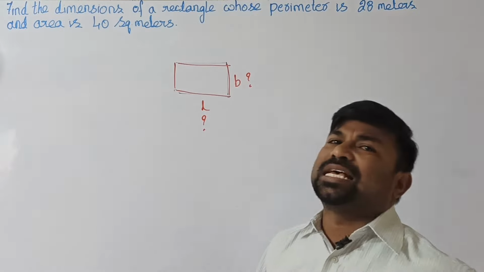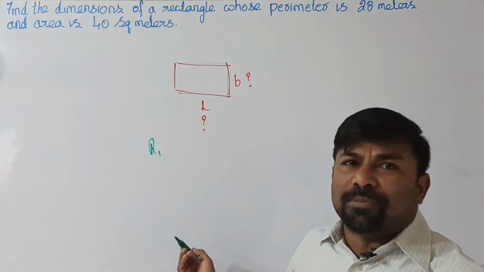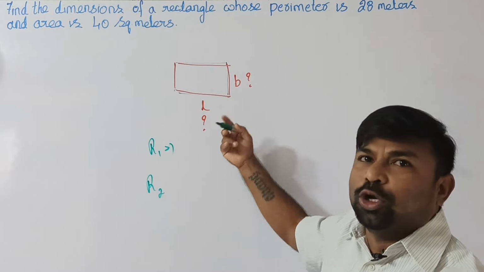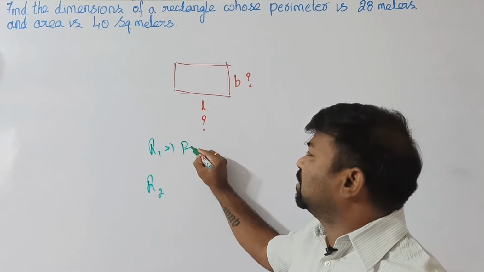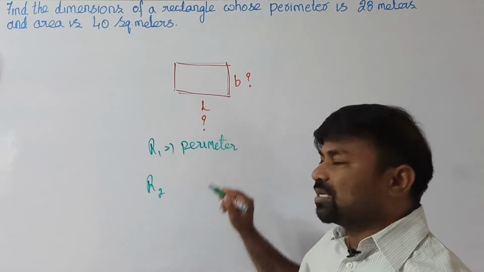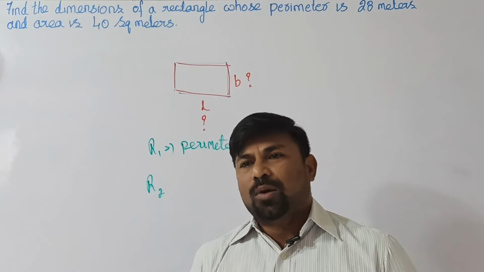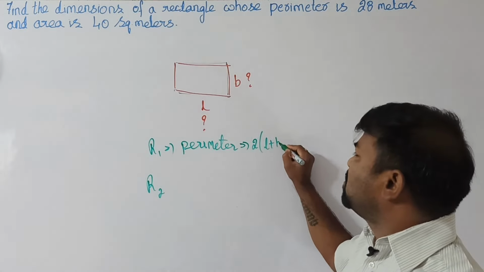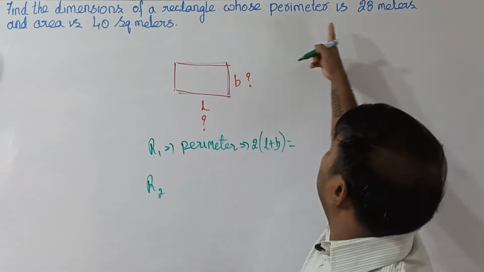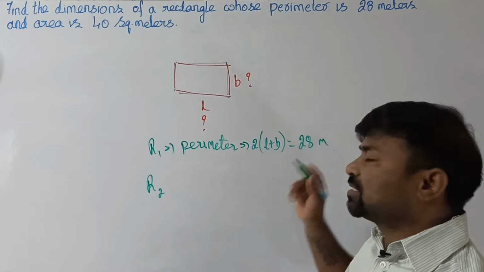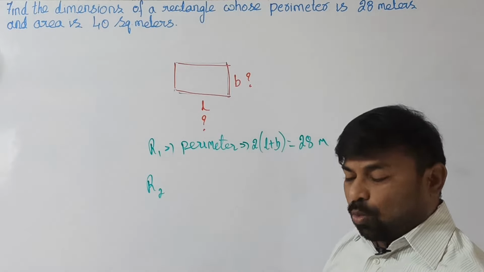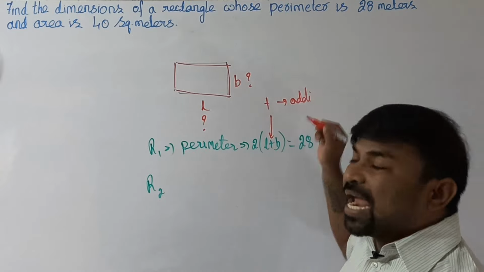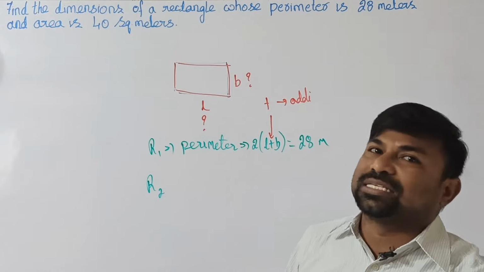He has given some relations, relation 1 and relation 2. The first relation between them is the perimeter. When we are dealing with the perimeter, what's the formula? Perimeter is 2 into (L plus B), and he has given the perimeter as 28 meters. What is the basic operation involved? It's plus, addition. So addition is the basic operation involved in the perimeter concept.